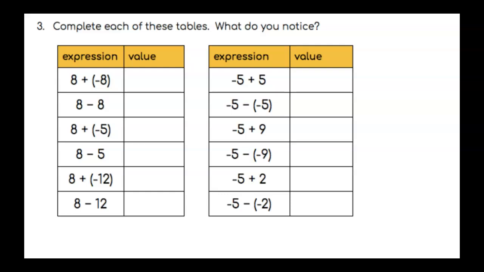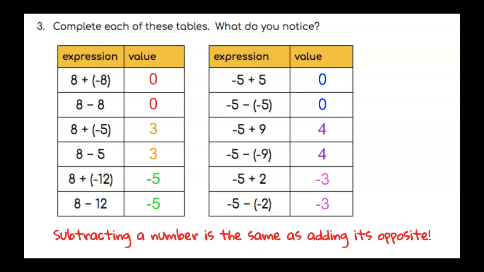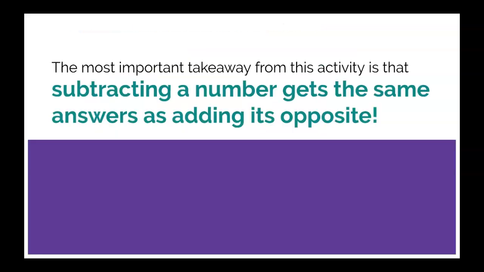We also looked at this in class, and we saw 8 plus negative 8 is 0. 8 minus 8 is also 0. We kept looking and saw that we had all these pairs when we added a number, and then we subtracted its opposite. Those gave us the same value. It's more common to want to write the subtraction problem as an adding problem. Subtracting a number is exactly the same as adding its opposite. So again, that most important takeaway from this activity is subtracting a number gets the same answer as whenever you add the opposite.